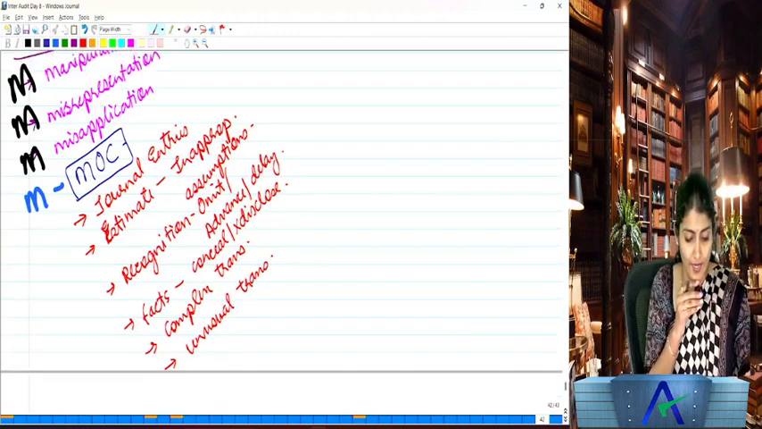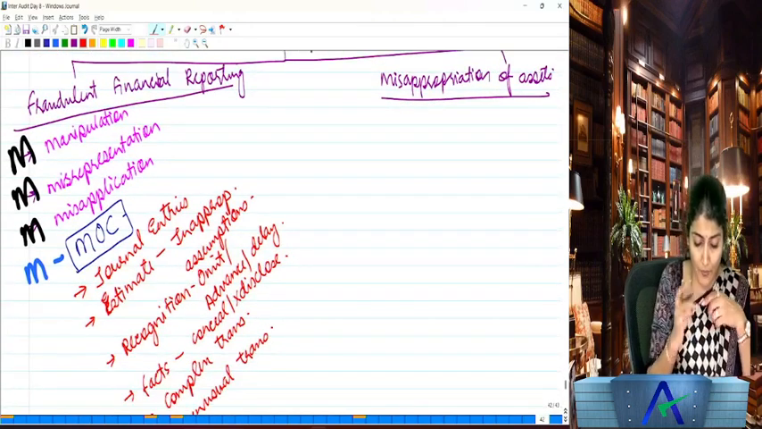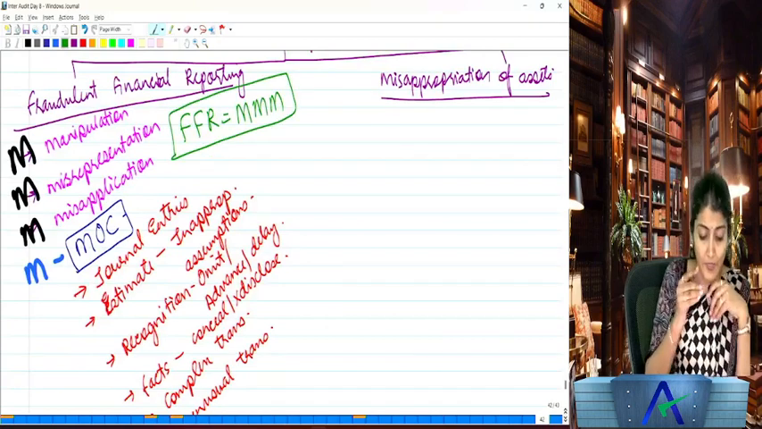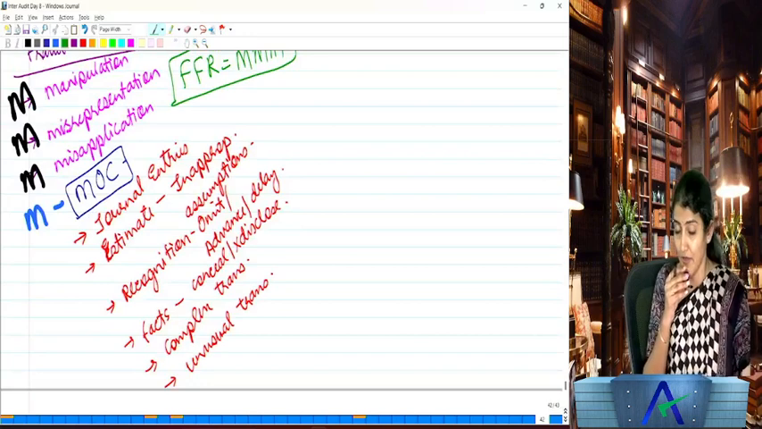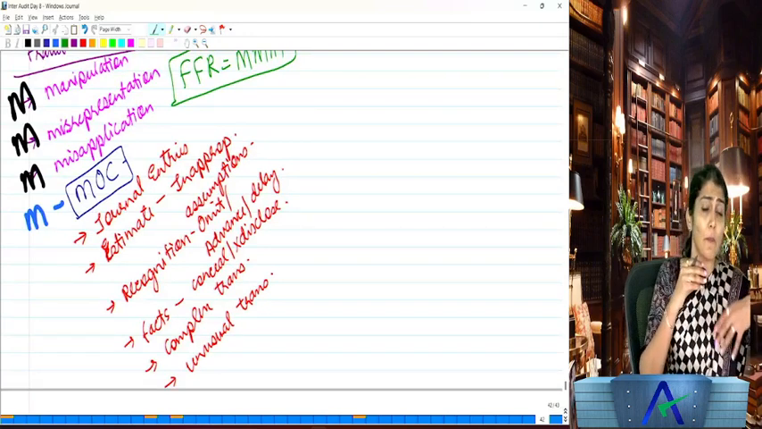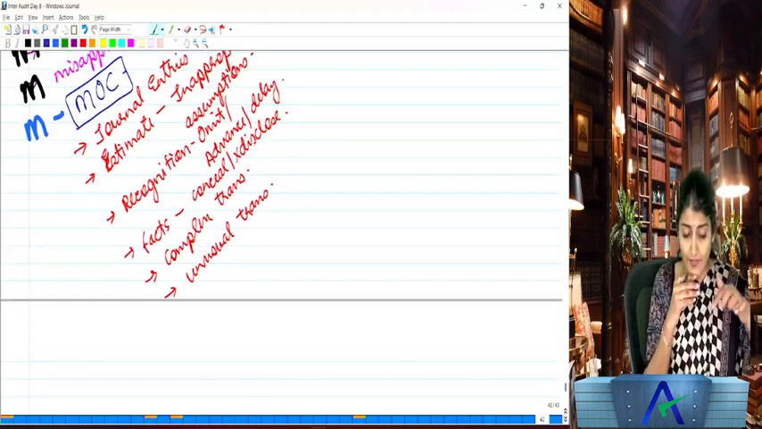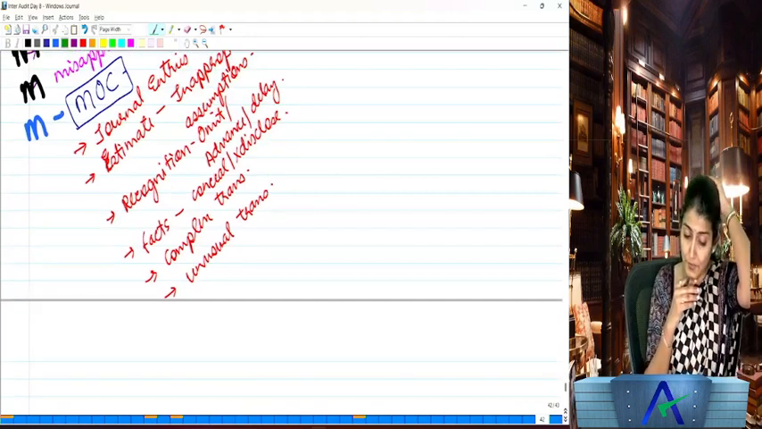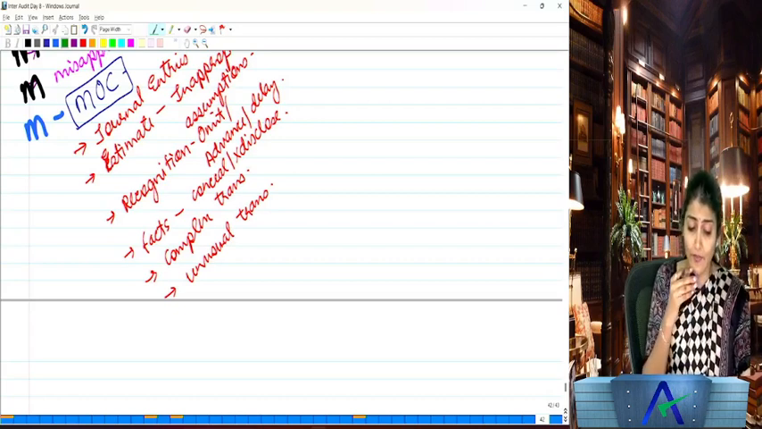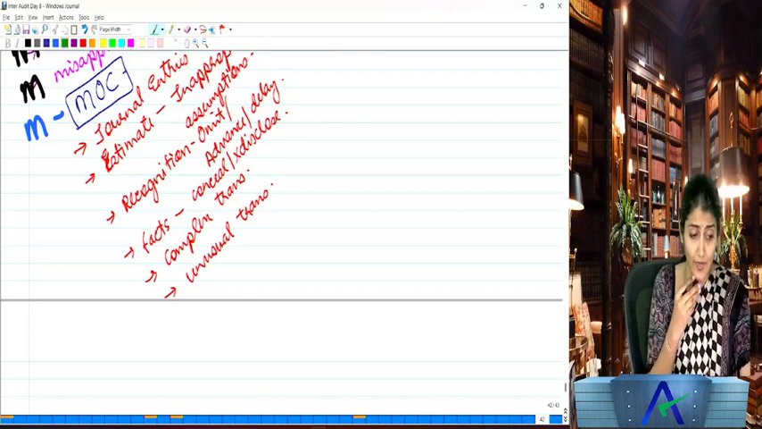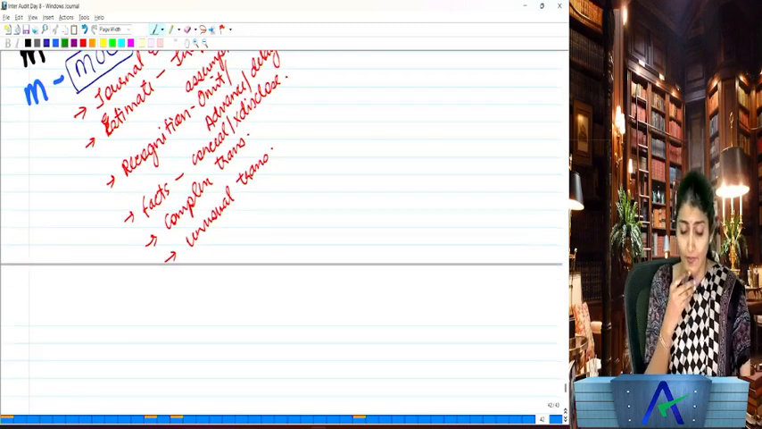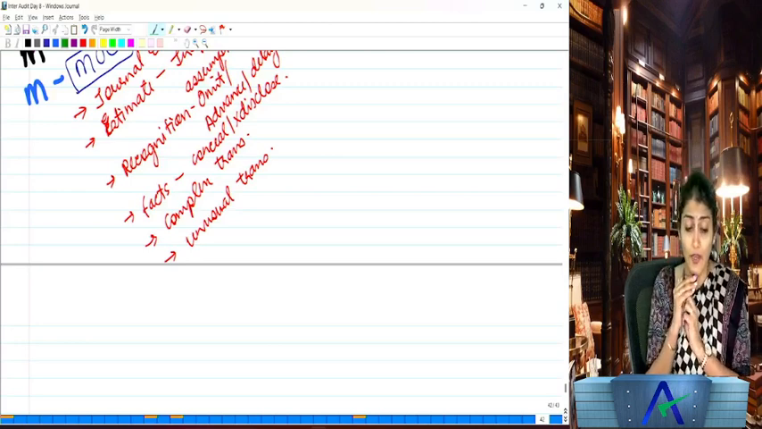Yes everyone, are you understanding it so far? Fraudulent financial reporting. What did we say? FFR is equal to MMM. Manipulation, misrepresentation, and misapplication. Manipulation of the accounting records, misrepresentation or intentional omission, and the next one is misapplication of the accounting principles. And then what is the next term? Management override of controls. And how could management override the controls? By passing bogus journal entries, by miscalculating the estimates based on inappropriate assumptions, by omitting, advancing, or delaying recognitions, by not disclosing or concealing facts, and by entering into complex or unusual transactions.